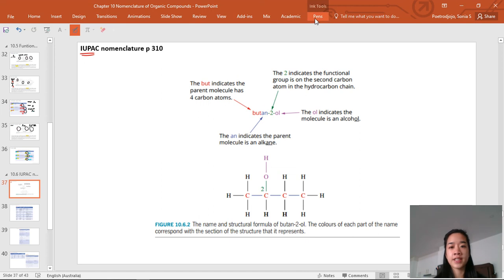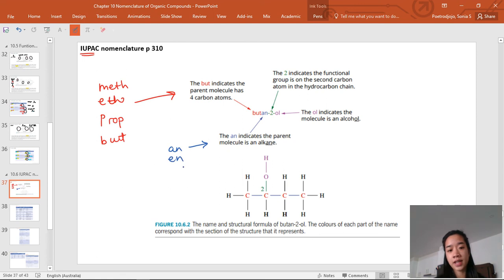So you can see that your textbook has really clearly indicated how they name things. So the but indicates 4 carbon atoms, because remember, monkeys eat plenty of bananas. So meth, eth, prop, and but. The an indicates that it's an alkane. So with this part, remember it's alkane.